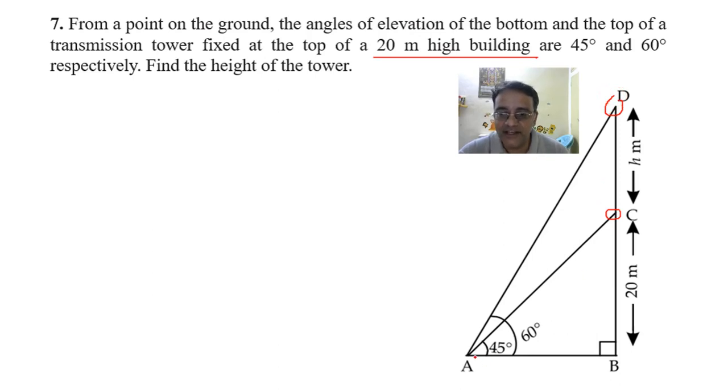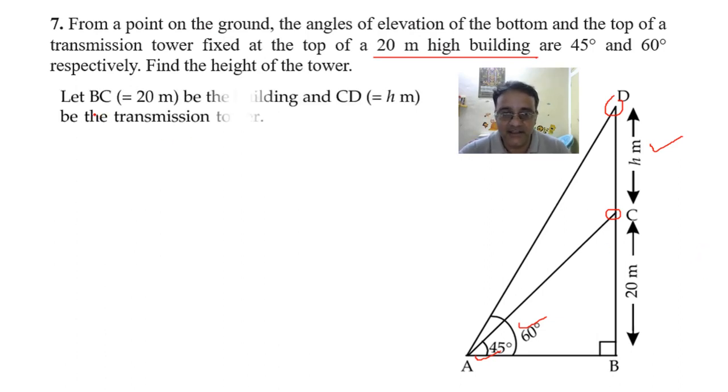सो बॉटम को देख रहे हैं तो एंगल ऑफ एलिवेशन 45 है और टॉप को देख रहे हैं तो एंगल ऑफ एलिवेशन 60 डिग्री है, राइट. And we need to find the height of the tower, that is CD. So diagram is clear to all of you? Yes, sir. So how many right triangles we have here? 2. Try to identify. ABC and ABD. Right. Very good.